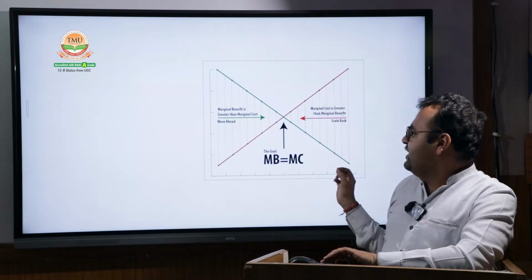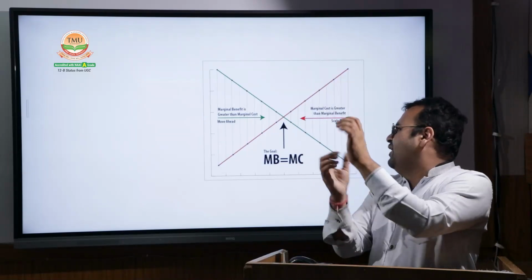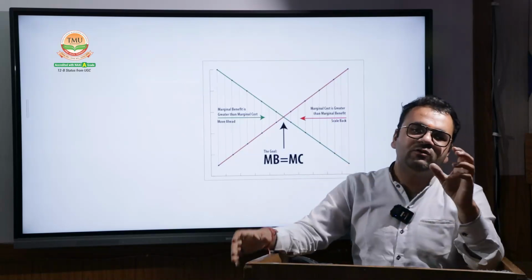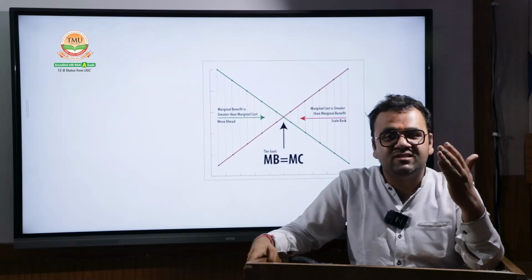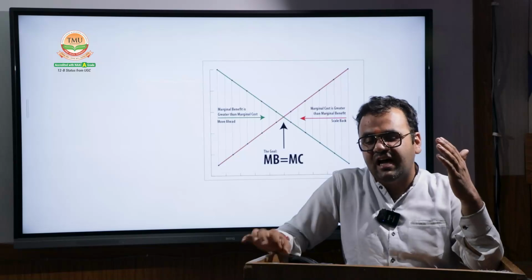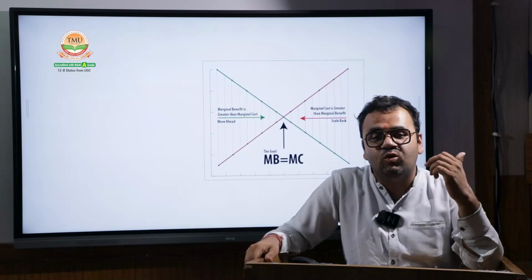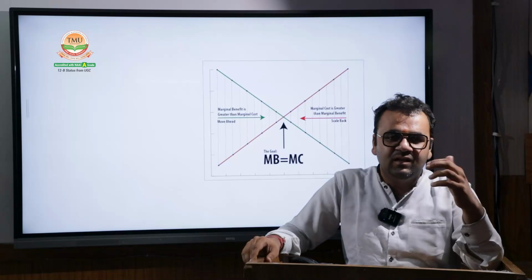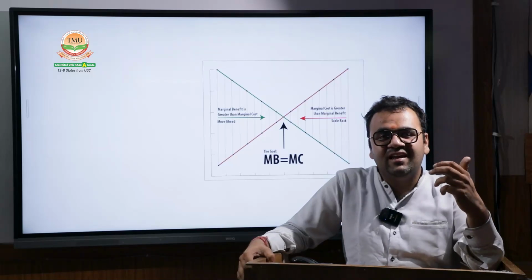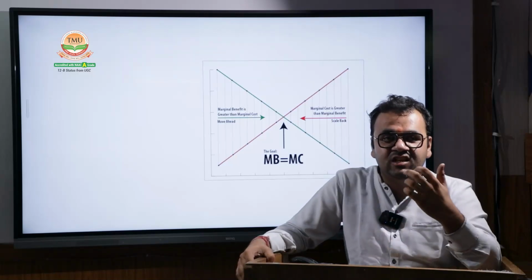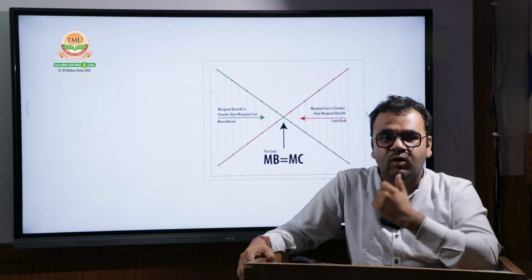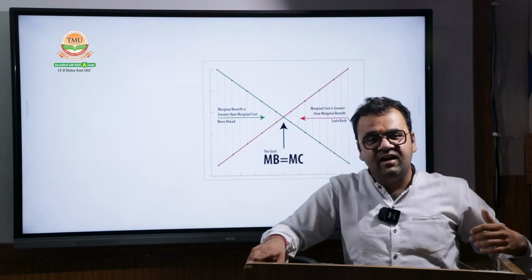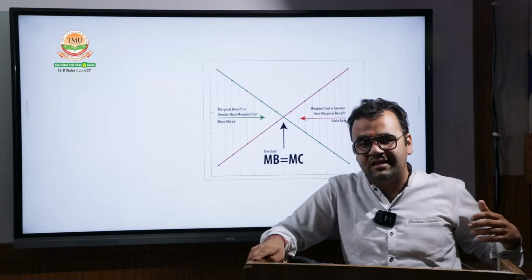Marginal benefit and marginal cost. What are marginal benefit and marginal cost? First you have to understand what marginal is. Marginal means change. When some changes occur in the market, it is known as marginal. You have seen that sometimes there is a change in supply, a change in production, a change in quantity, a change in price. So the changes that occur in these things are known as marginal.